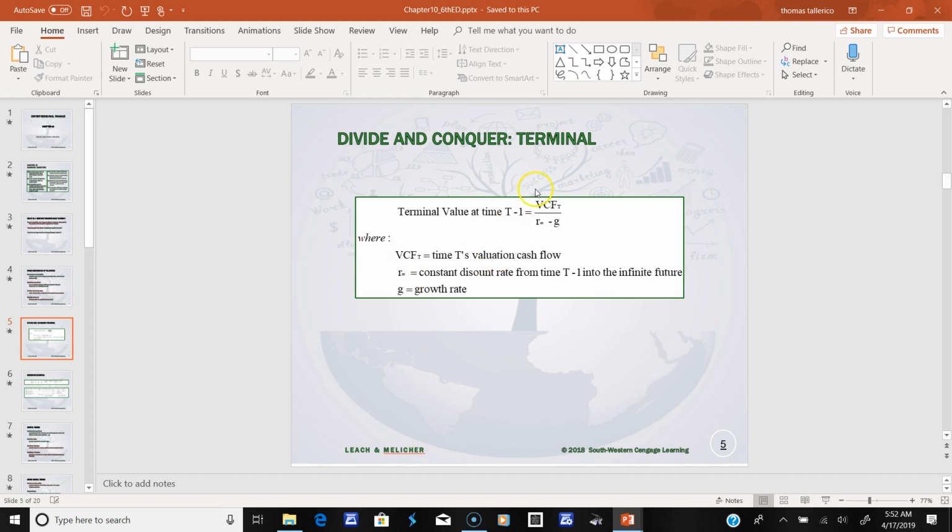Okay, so here's the equation for getting the terminal value just before the end. And this will be your time t's valuation cash flow, and this is the year before, at t-1, and this is just the Gordon growth model. And here's your discount rate that you would apply, and here is your growth rate.